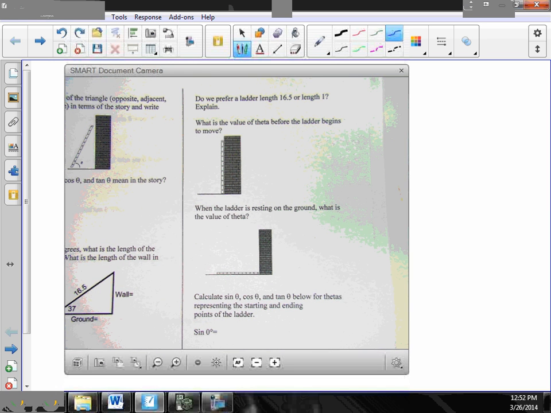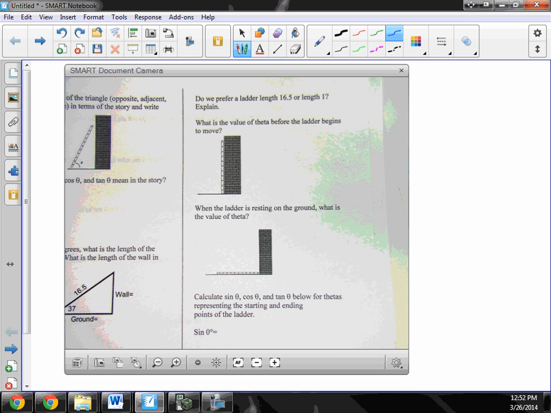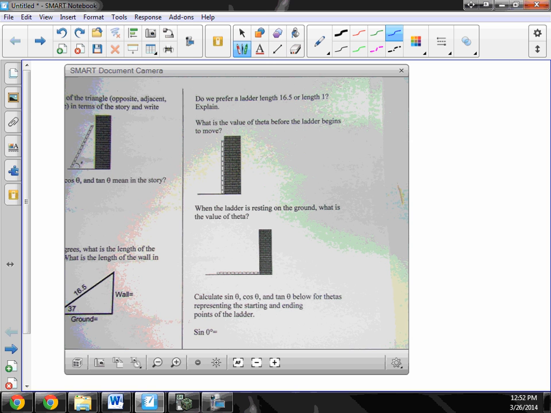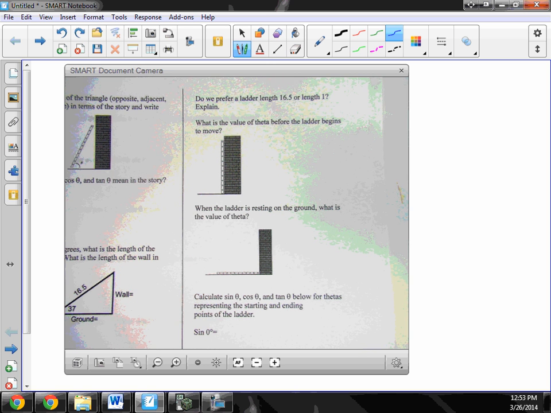But the percentage is the same as long as the triangle is similar. So what we do is we take any triangle and shrink it down till the ladder is 1, or blow it up till it hits 1. And then the calculations are easier. Right? If all similar triangles yield the same ratios, we might as well pick the triangle that makes the math easy. So, do we prefer ladder length 16.5 or 1?